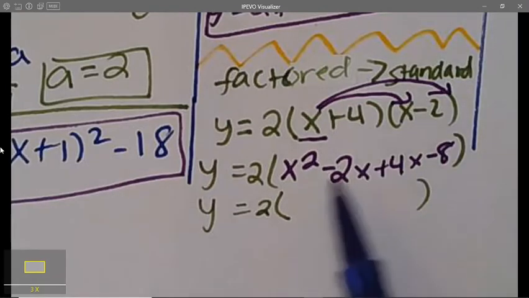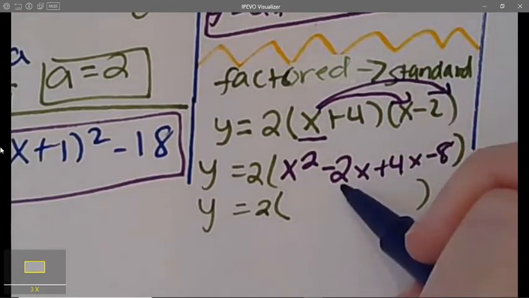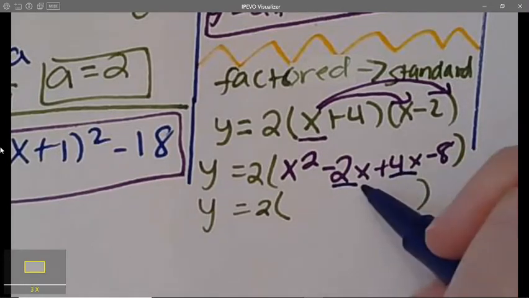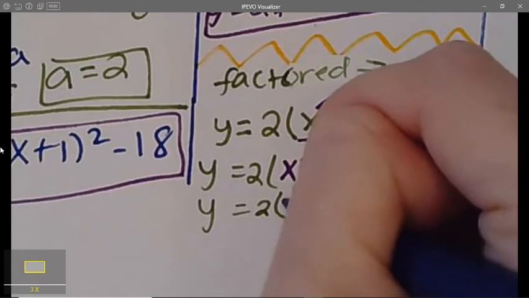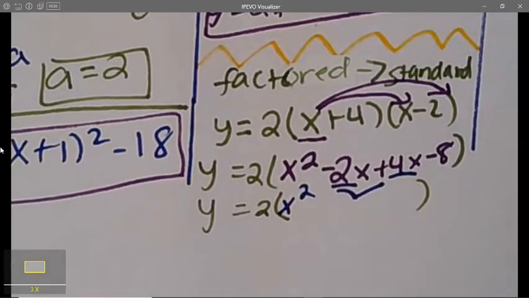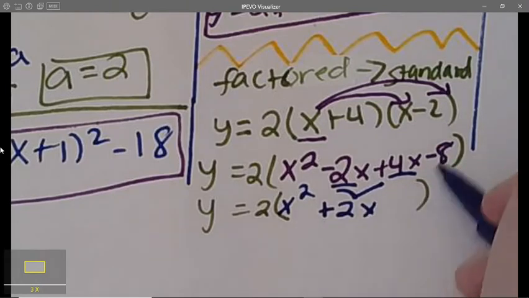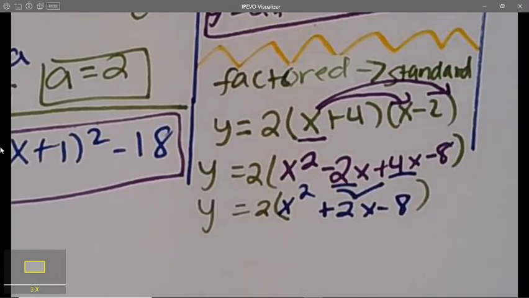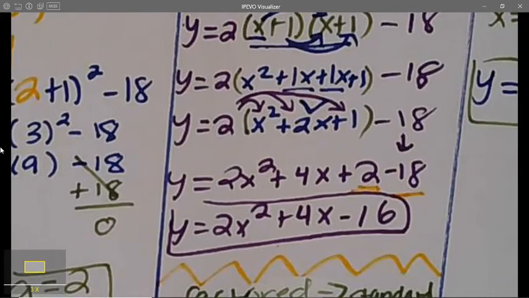Okay, what are the like terms in my parenthesis? Well, that would be the negative 2x and the 4x. So I need to combine those. Otherwise, I can bring down my x squared and my negative 8. So negative 2x plus 4x is positive 2x, and then I'm going to bring down my negative 8. All right, and then finally, the last thing I need to do is distribute, and then I'll be done, which if I did it right, I should end up with what we got earlier.